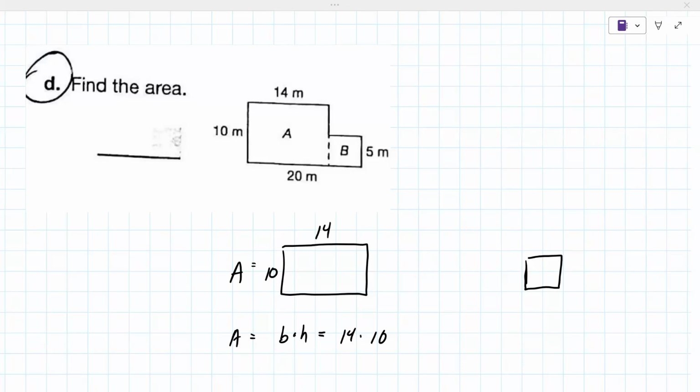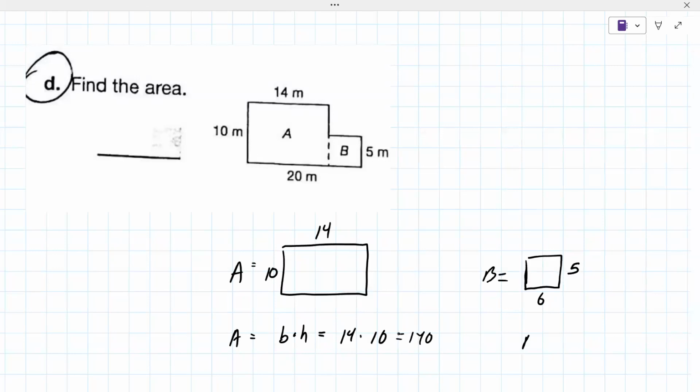So base times height. 14 times 10. Does it matter which way I calculate them, like order? You could try them both to see if they're different. That's what I did when I was a student. Sometimes I got curious and I wondered if they're different. 140 is the answer.